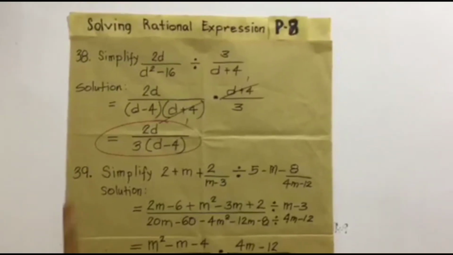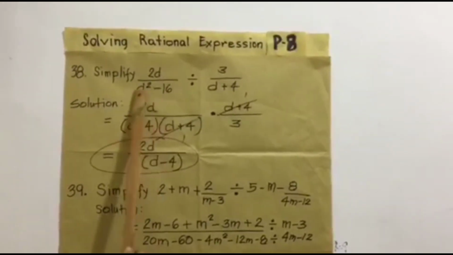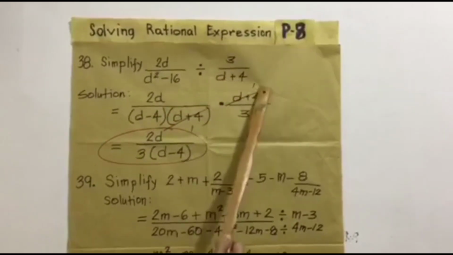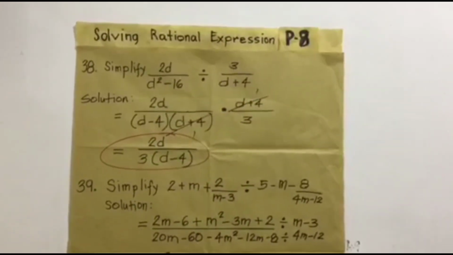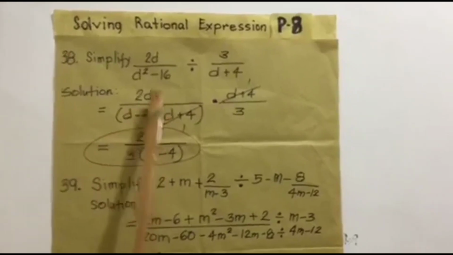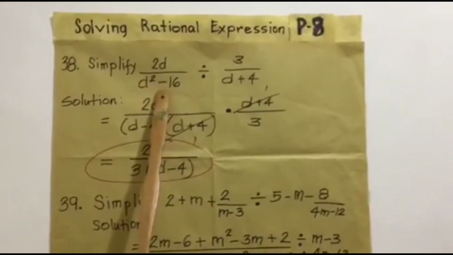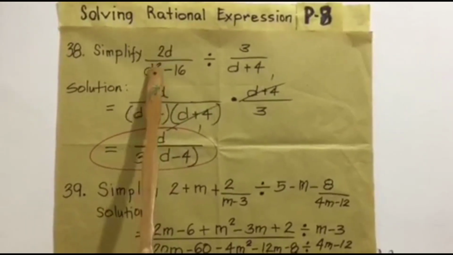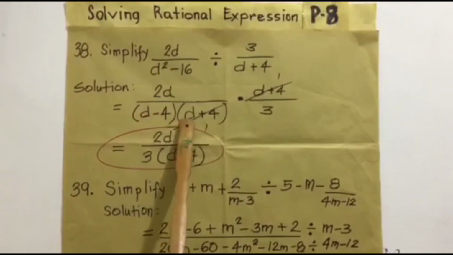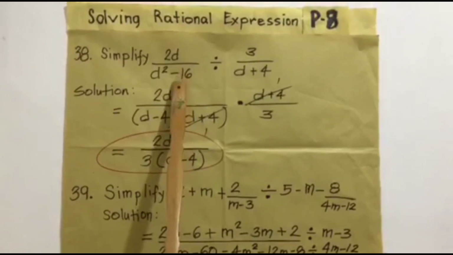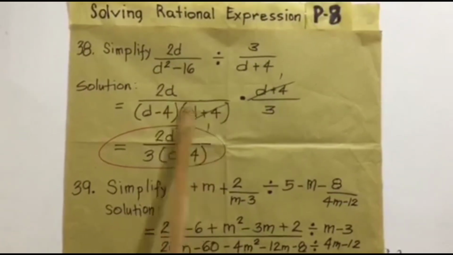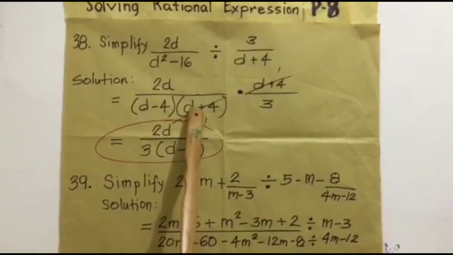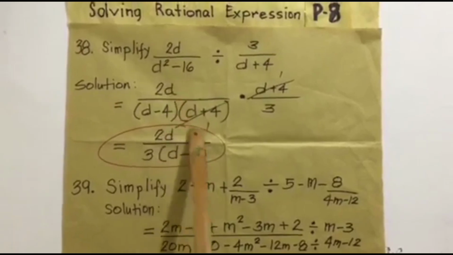Okay guys, we are now in number 38. Simplify 2d over d squared minus 16 divided by 3 over d plus 4. Okay, our first step, we're going to factor the denominator. The factor of d squared is d and d, and the factor of 16 is 4 and 4. Since we have a pattern, one negative and one positive, our signs. And the numerator, just copy.